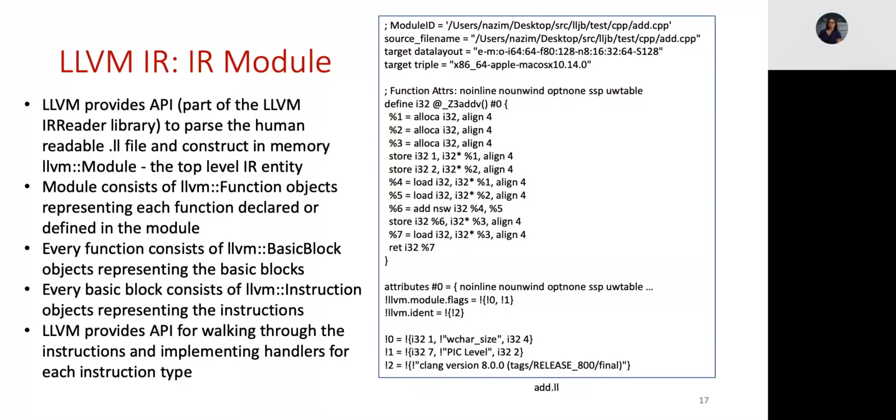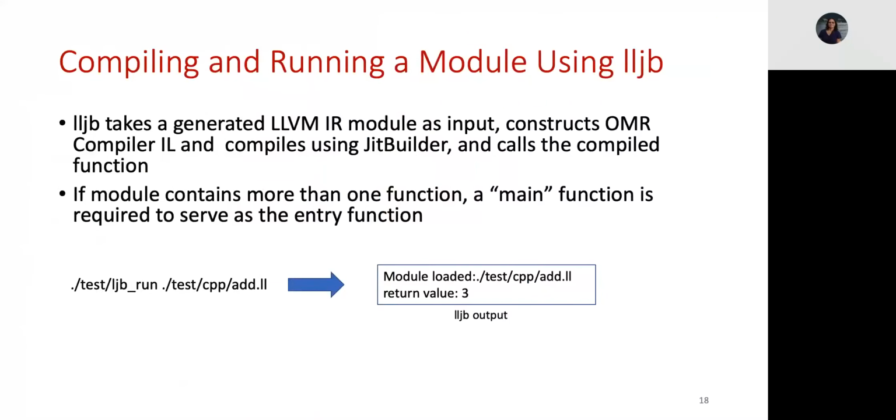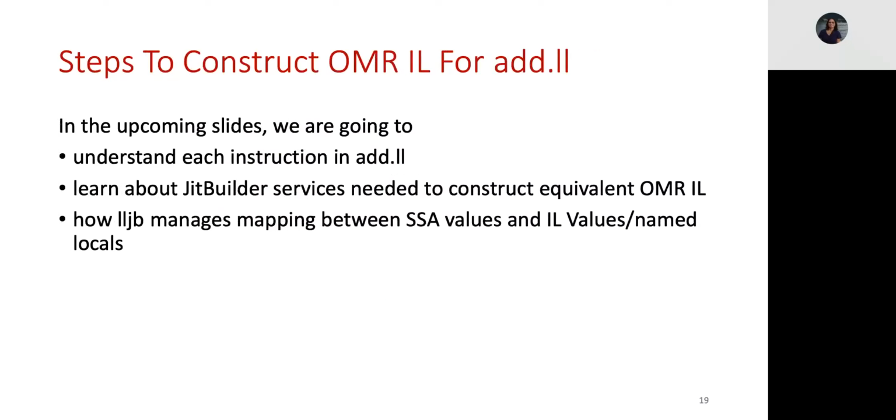So here's an example of running Lljb and our test program. What Lljb takes as an argument is just the module that we generated from a compiler front end, and it outputs the result of the function that gets run. A module can have more than one function, and in that case, we expect to find a main function and use that as the entry point into the module.